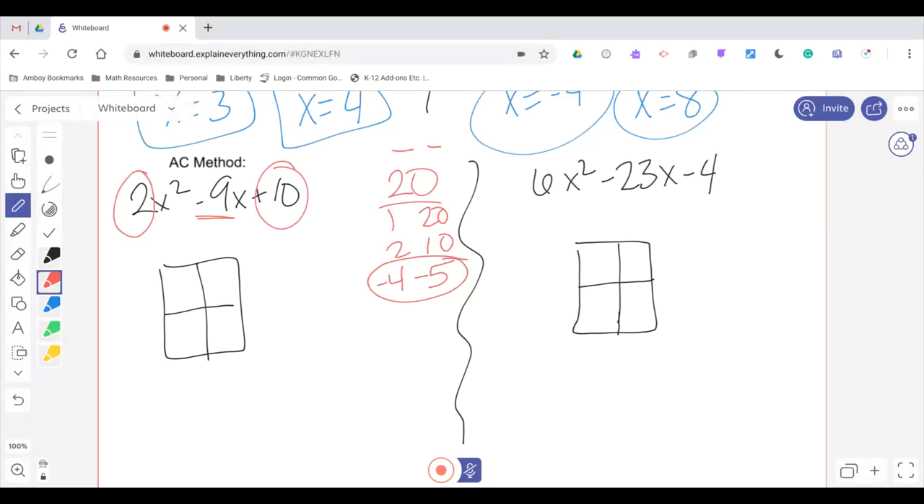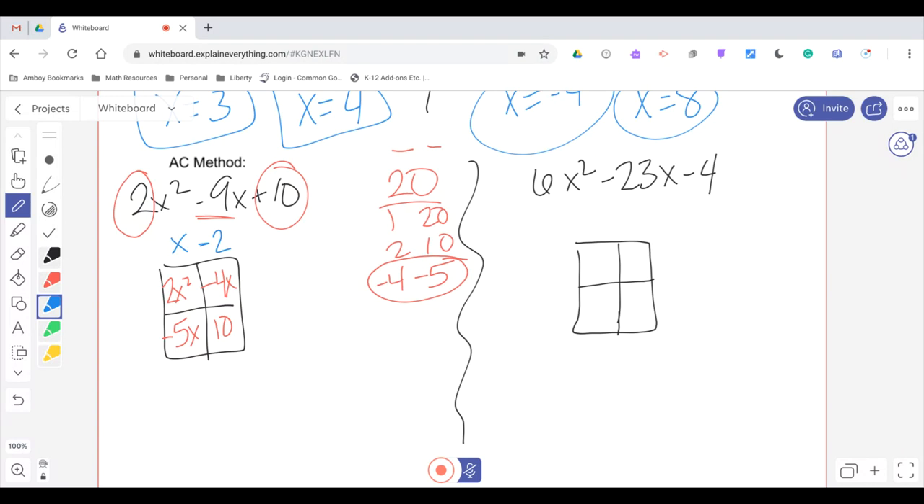Okay. I'm going to fill in my box with my 2x squared here and my 10 here from the first and last pieces. And then I'll have negative 4x and negative 5x. Now I'm looking at each row and each column, what can I pull out? If I start with 2x squared and negative 5x, they have no numbers in common, but they both have an x. If I move over to negative 4x and 10, I have 2 in common, and because I have a negative 4 there, I'm going to make it a negative 2.